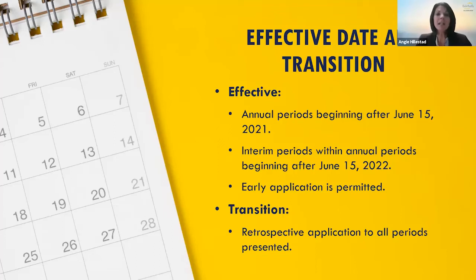The transition guidance for this accounting standards update requires a retrospective application to all periods presented, which means that your comparative financial statements need to reflect these changes. So you're going to have to make the presentation and disclosure changes required by the standard for all years presented.